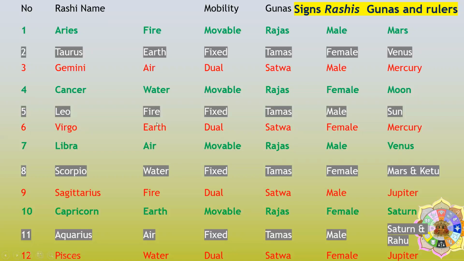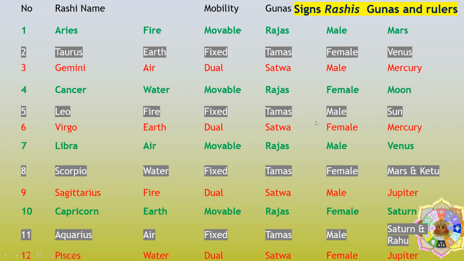And Virgo has a kind of dual nature, and it is feminine. Remember, it's an even sign, so it is a female sign, and its ruler, as I said, is Mercury as well as Rahu, the north node of the moon. And Leo, which is the second in line with the fire signs, is again fixed, and it is Tamasic in nature, and it is a male sign.